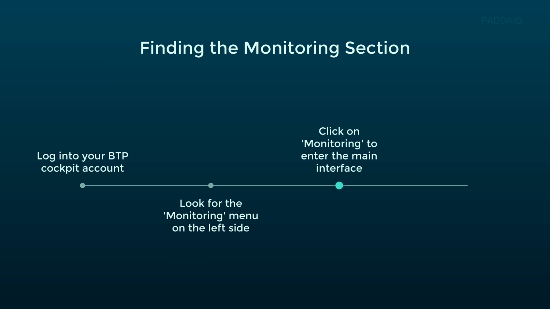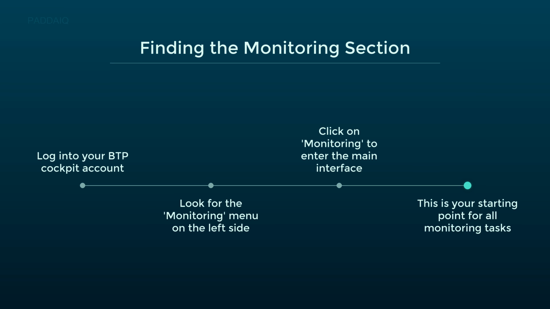Click on Monitoring to enter the main interface. This means you select the monitoring option to access the central area where you can track your applications and services. For instance, just like checking a car's dashboard to see speed and fuel levels, you click here to view system health and performance metrics. This action is your starting point for all monitoring tasks.